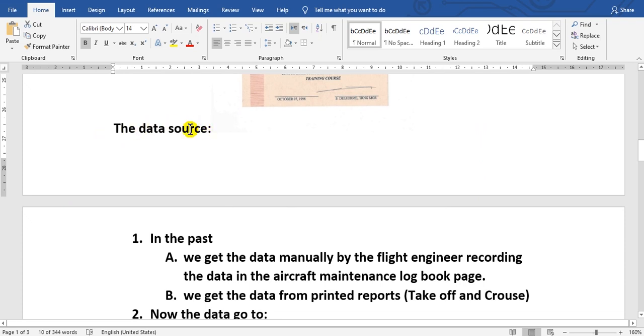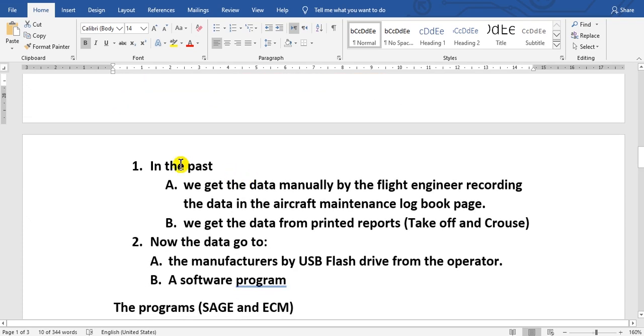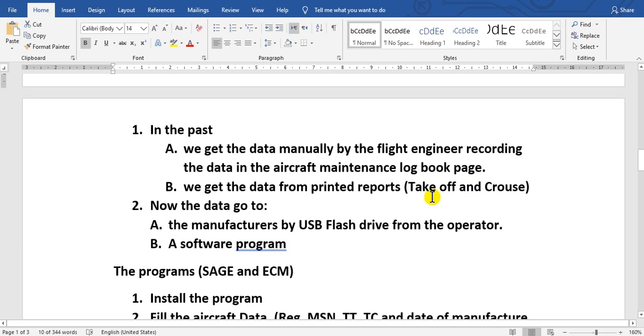What about the data source? Where does the data come from? In the past, we got the data manually: the flight engineer recorded it by hand in the aircraft maintenance logbook page. Then the performance engineer took this data and processed it.